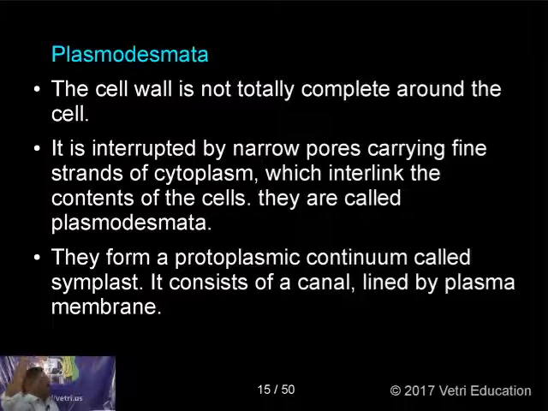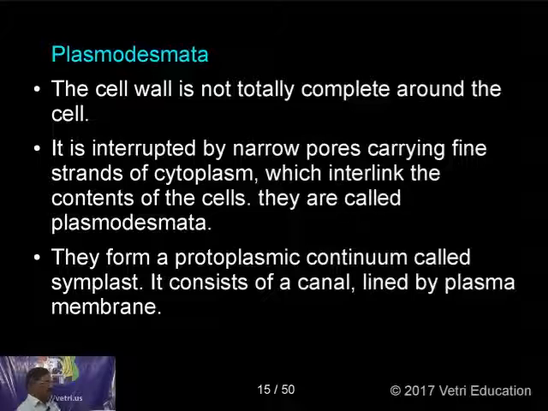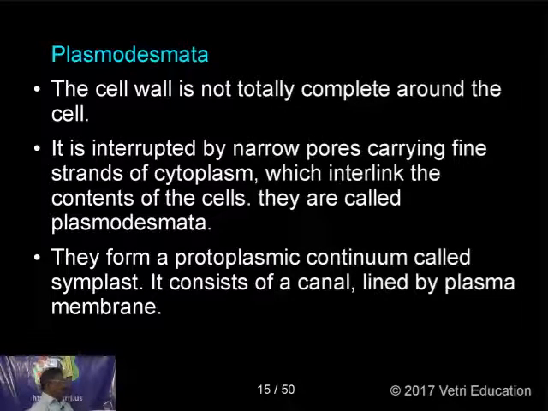Next, plasmodesmata. These are the connections between 2 adjacent cells. The cell wall is not totally complete around the cell. It is interrupted by narrow pores carrying fine strands of cytoplasm which interlink the contents of the cells. They are called the plasmodesmata. They form a protoplasmic continuum called symplast. The protoplast is called symplast, and it consists of a canal lined by plasma membrane.